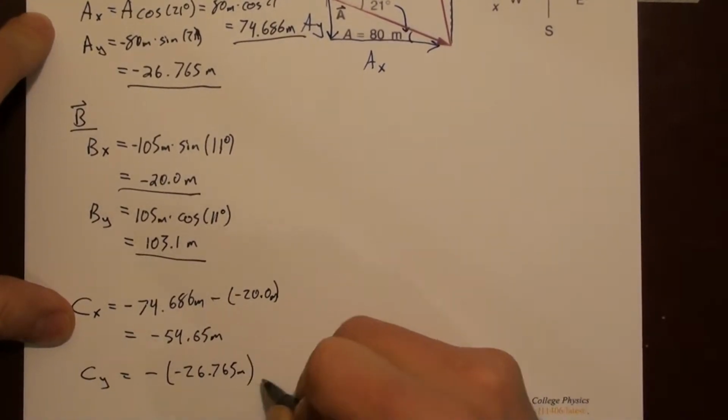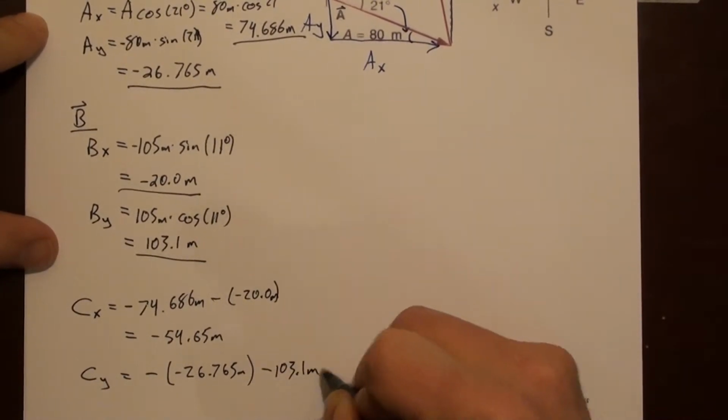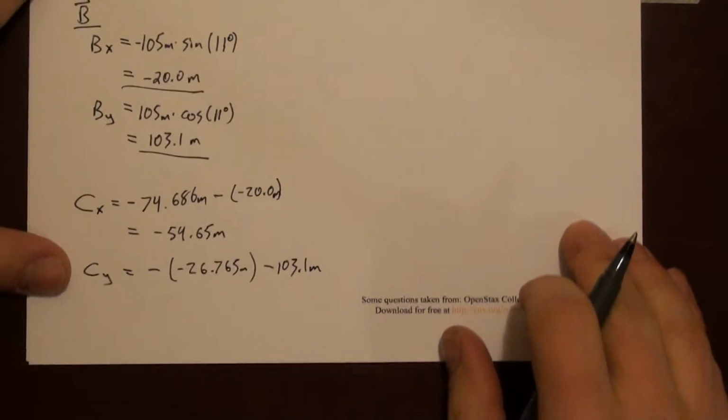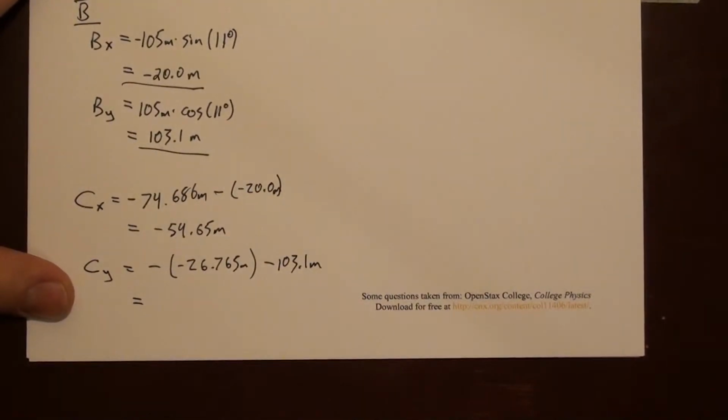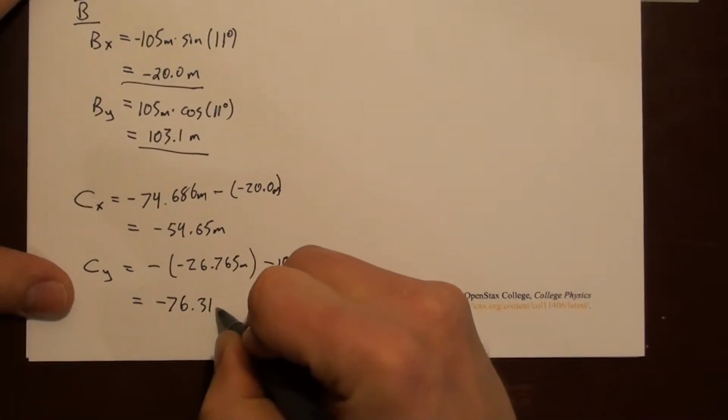And c sub y is minus a sub y, which is minus 26.765 meters, minus b sub y, which is 103.1 meters. Right, so you put those together, and you get minus 76.31 meters.